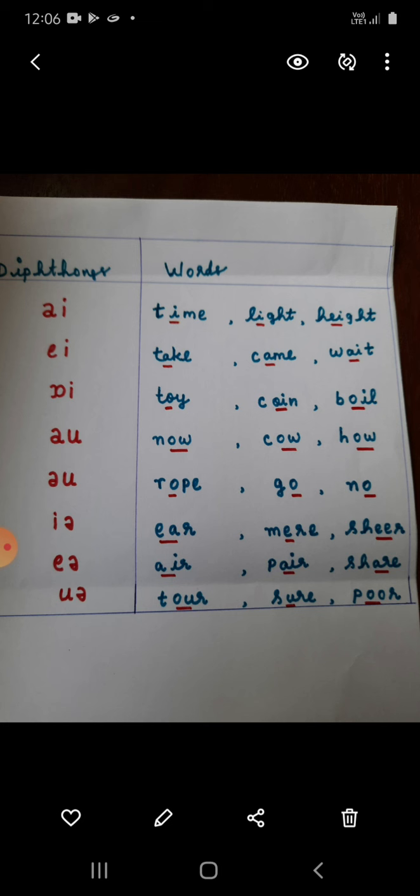Okay, so go through these classes, go through these sounds, and go through your textbook also. The task will be provided in the next class.